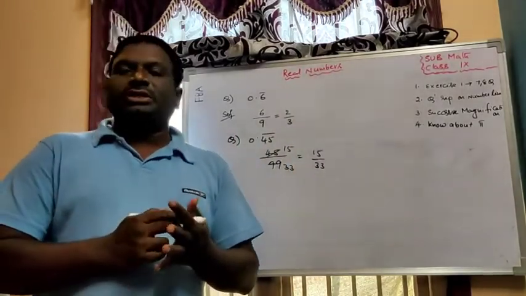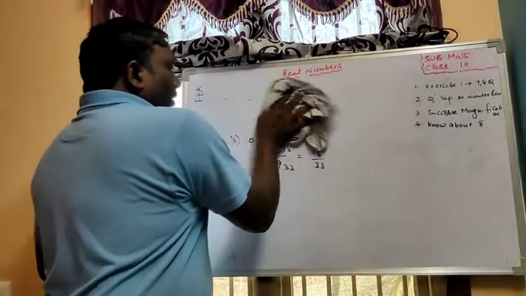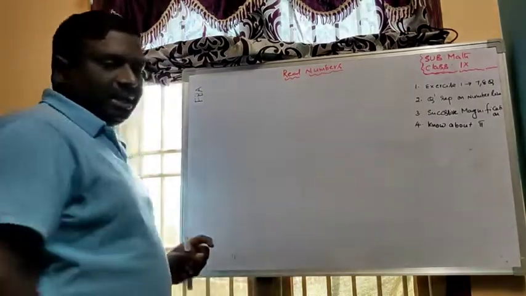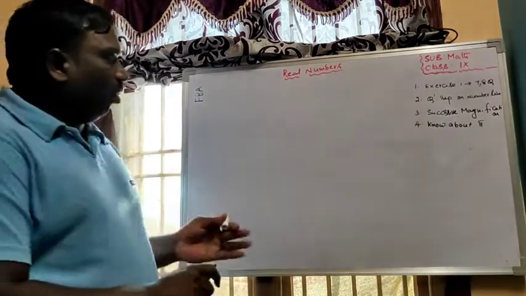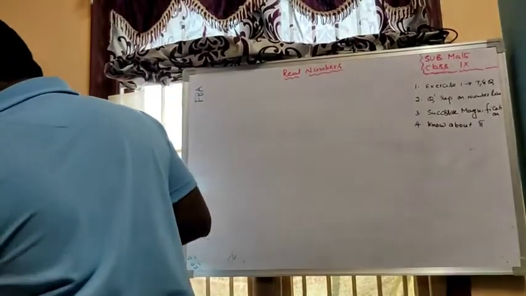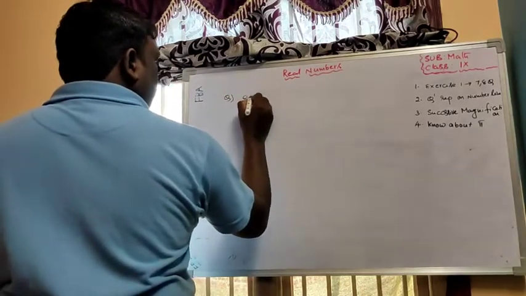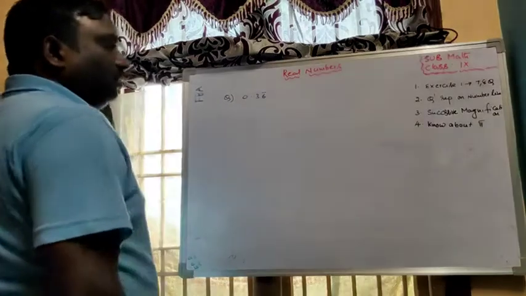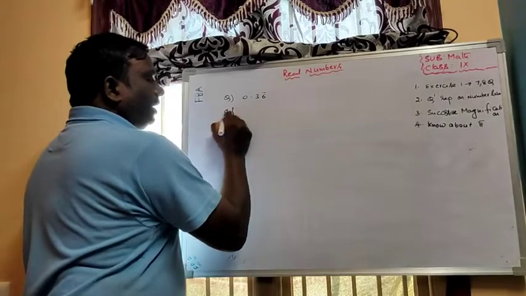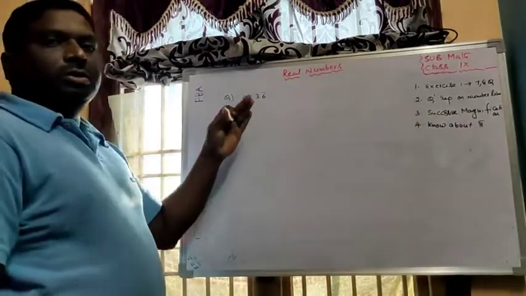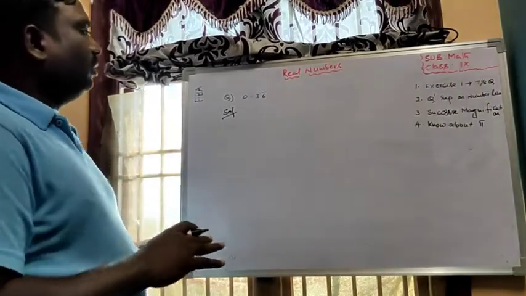What about mixed recurring decimals? I will give one more example for mixed recurring decimals. One example for a mixed recurring decimal is 0.36 bar. This is a mixed recurring decimal. For this mixed recurring decimal, how to change into p by q form? Already we know that method. This is another method. So first write the numerator.